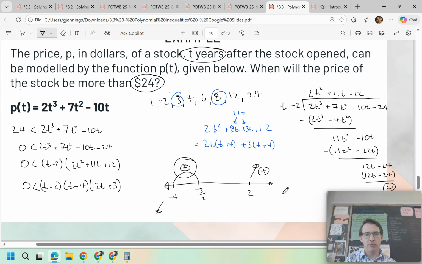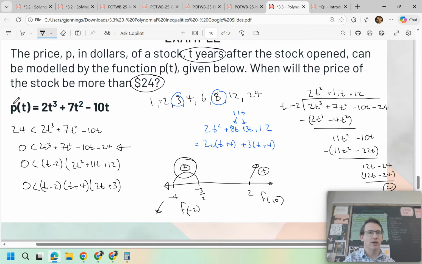So if we test over here, like f at 10, that's clearly more than 2. If I put 10 in there, I have 2,000 plus 700 minus 100. That's very much more than 24. So this function here would clearly also be greater than 0, right? So that's true. So beyond 2, it's greater than that. And then in between here, we could test f at minus 2. Looks like an easy one to test. So let's put that in.